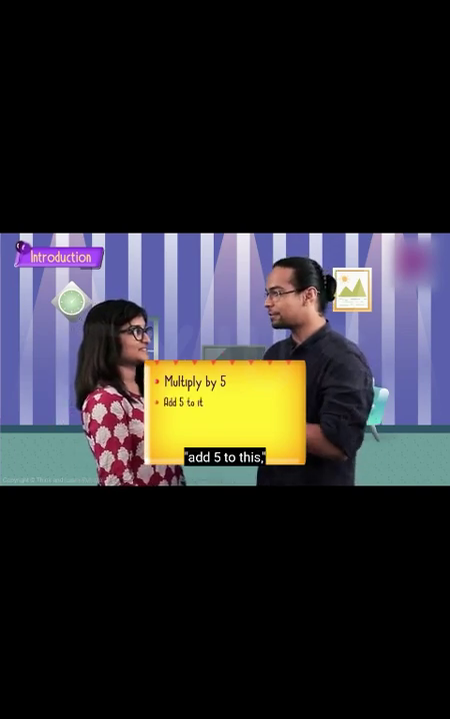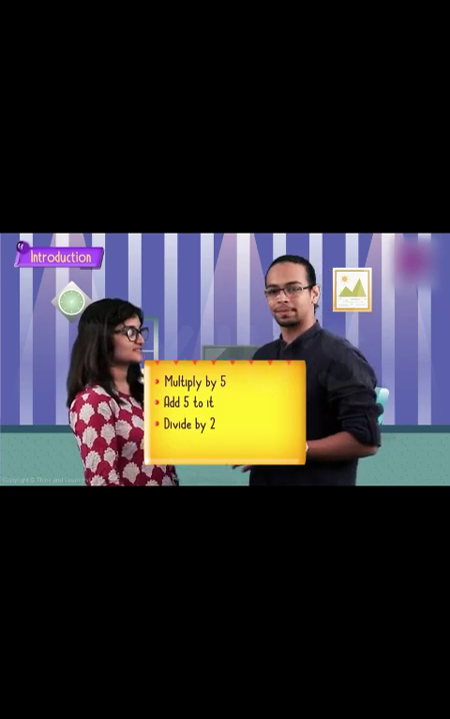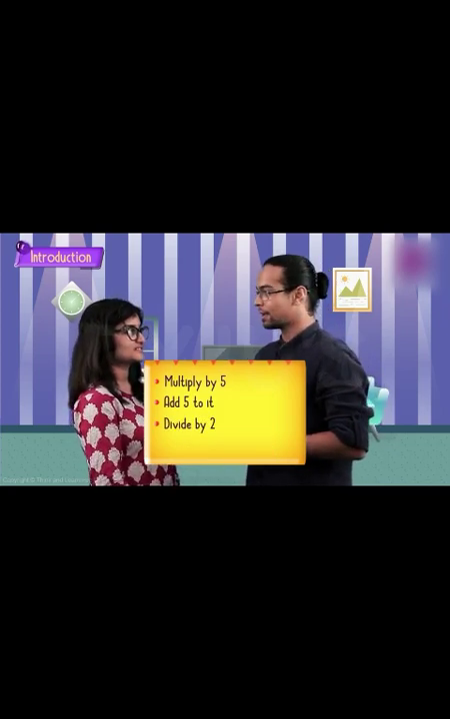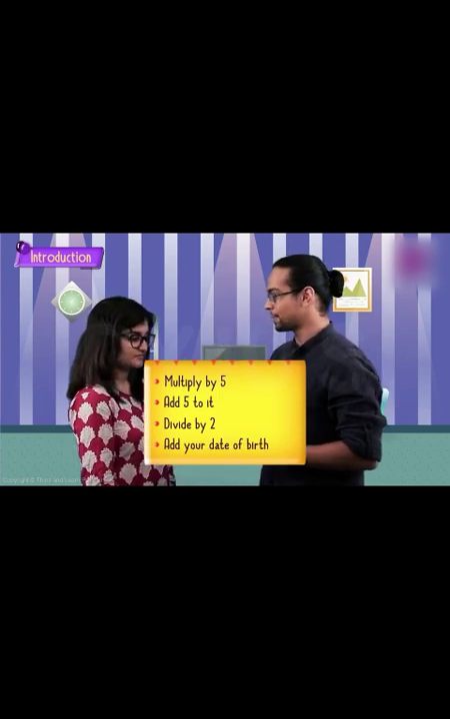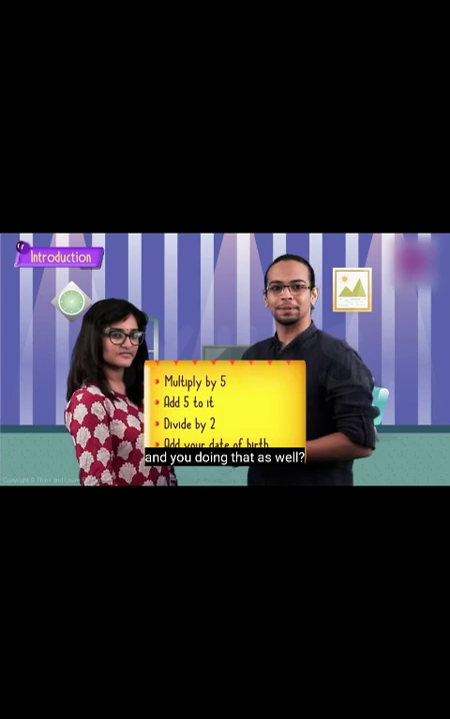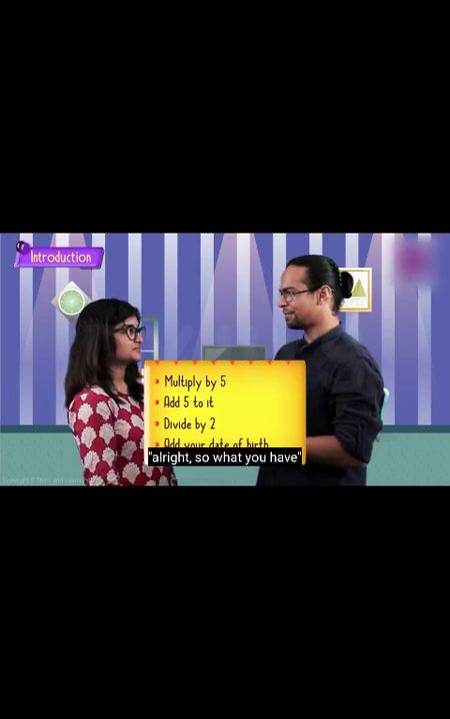Done? Yeah. Add 5 to this. Yeah. And now halve it. Divide it by 2. Okay. So the date on which your friend was born, add that date to this number. You doing that as well? Okay. Alright, so what do you have as a number now?